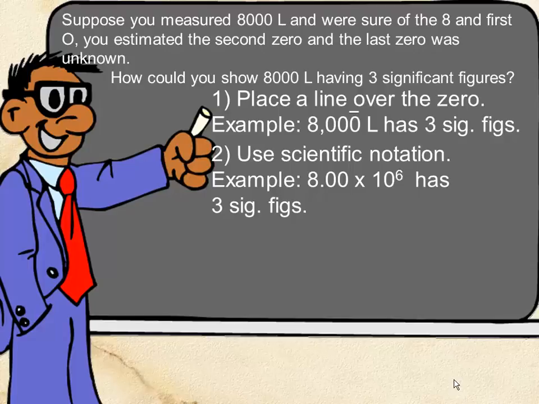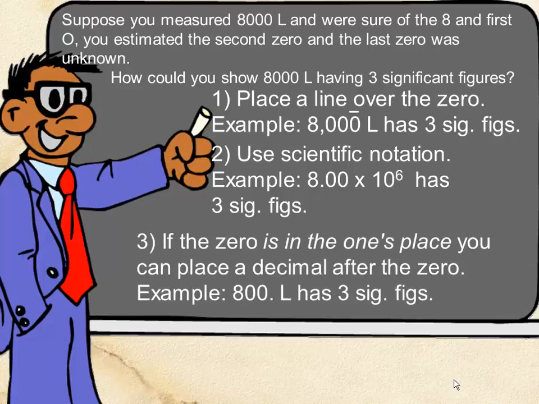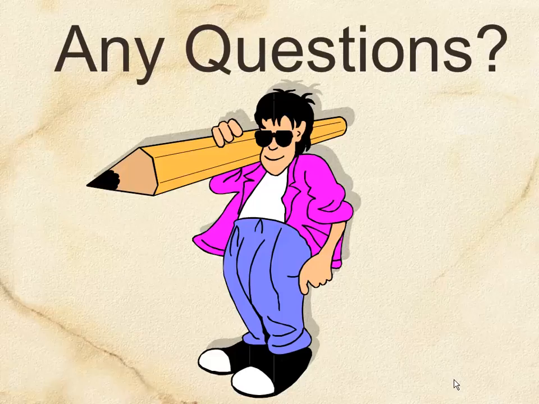You can use scientific notation, so 8.00 times 10 to the 3. If the 0 is in the 1's place, you can place a decimal after the 0. So for example, if it's 800 liters, you can put a decimal after it to make it significant.